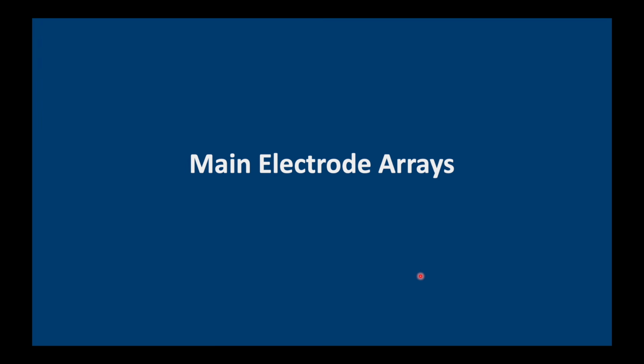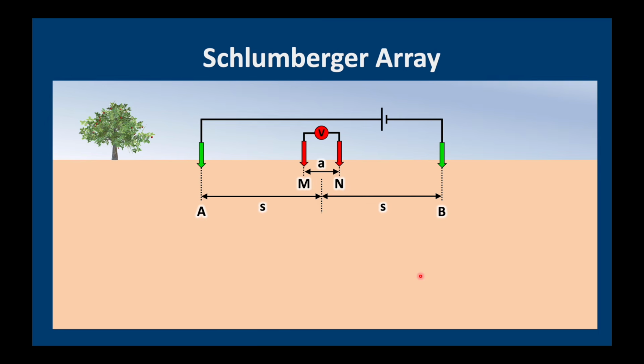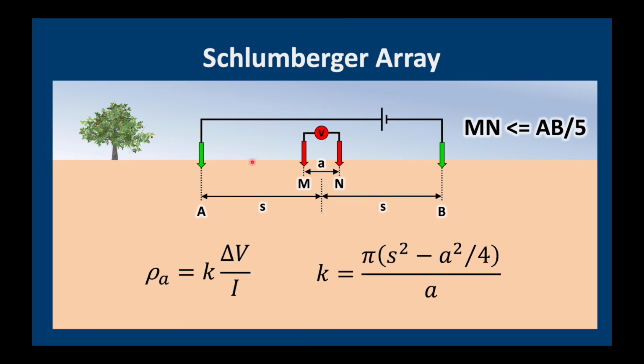Let's have a look at our main electrode arrays. Electrode arrays are the way we position our current and potential electrodes. This configuration is called the Schlumberger array. In the Schlumberger array, the distance between A and B, the 2 outer electrodes, has to be at least 5 times the distance between M and N. Now we calculate our apparent resistivity by measuring the delta V and I, and multiplying it by K. K is a geometric factor which is dependent on the configuration of the array.